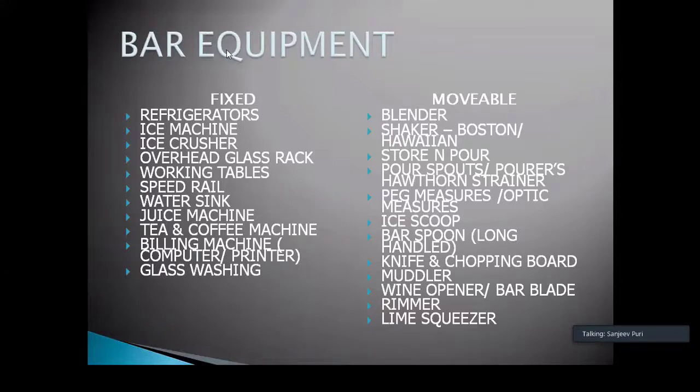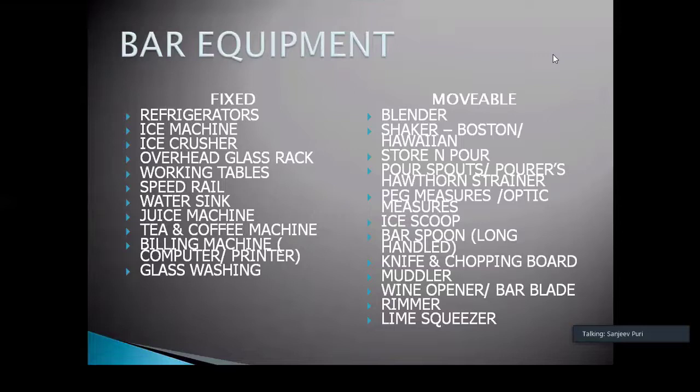So the fixed equipment, if we talk of the refrigerators, which can be see-through refrigerators, or they can be the refrigerators that are under the counter, or the refrigerator that is only meant for use by the bartender. Then we have the ice machine. The ice machine is the machine that is going to be preparing the ice.